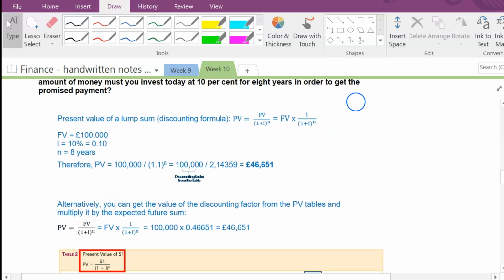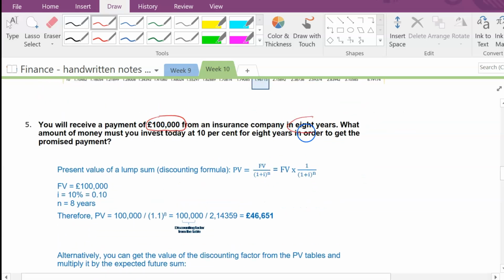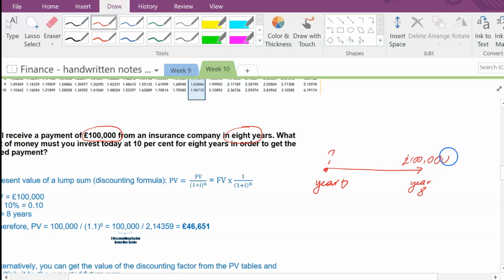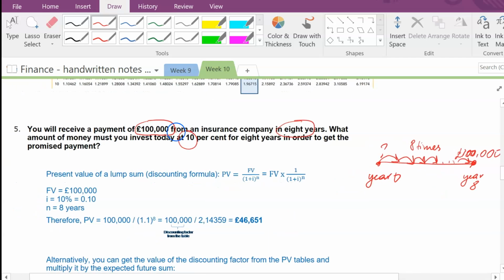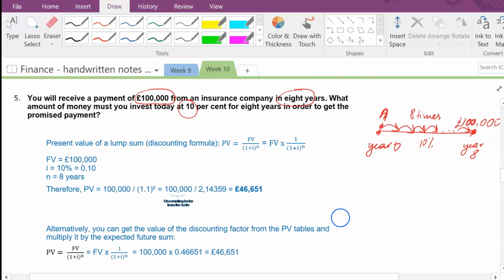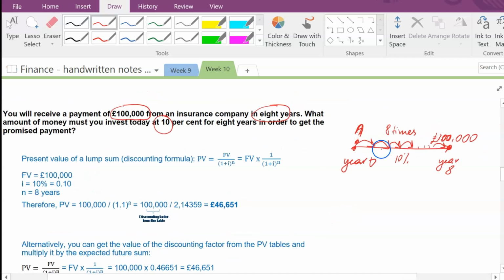For example, we'll receive a payment in the future, this payment in 8 years. So this is where we are now, year 0. In 8 years, year 8, we will have £100,000. Could be a pension payment as well. By your retirement age, you will reach a certain amount in your savings account. So 8 years, and you are earning 10% interest. The question is, how much do you need to invest now in order to get this promised payment? What amount of money is the equivalent of 100,000 in 8 years? In other words, you need to calculate the present value of this future payment.